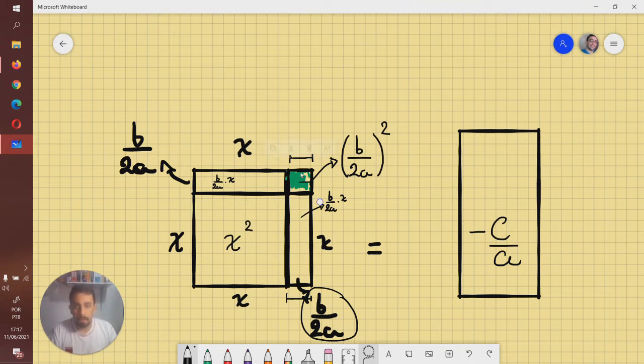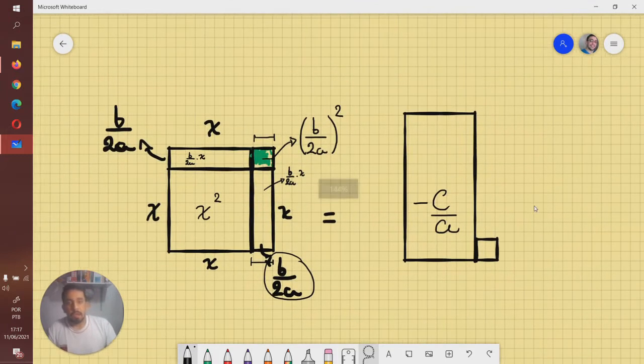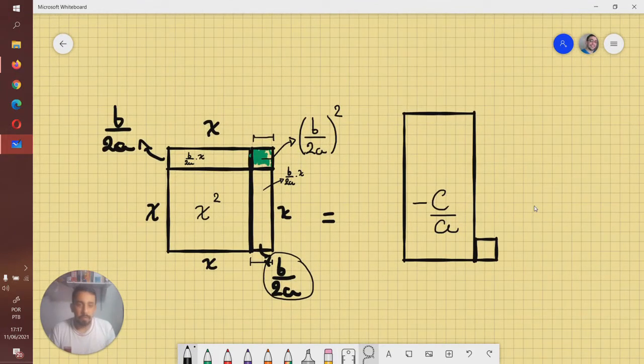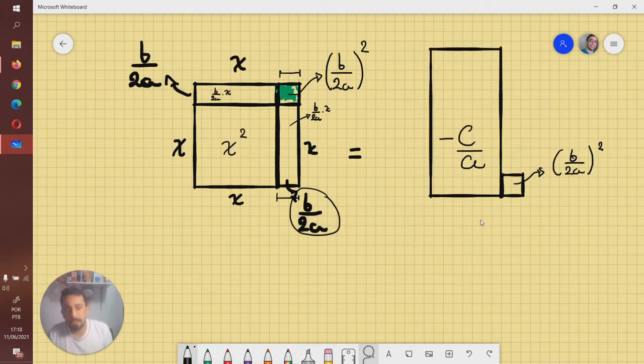I can represent the area of that green small square as b divided by 2a, the ratio, squared. But as I said right from the beginning, anything I do on the left side, I need to do on the right side, or vice versa. Everything I do on the right side, I need to do on the left. So it's not just a matter of adding that number squared on the right side. I need to do the same here. So this is also b over 2a squared.